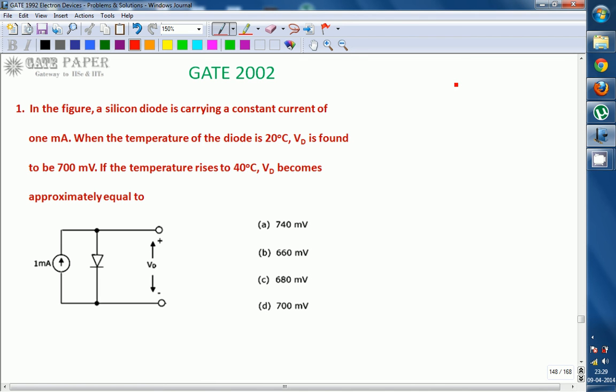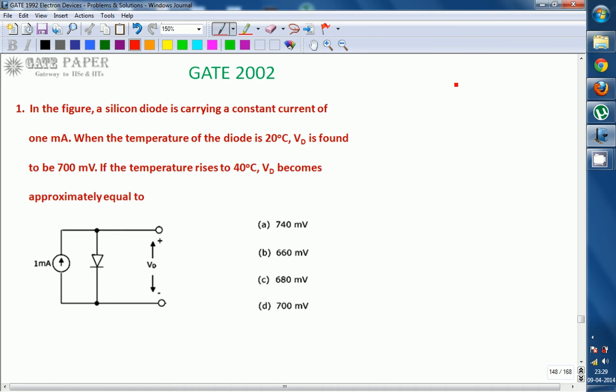We are discussing the GATE 2002 ECE paper, and this question is related to electronics. Look at the diagram. A silicon diode is carrying a constant current of 1 milliampere. When the temperature of the diode is 20 degrees centigrade, the diode voltage is found to be 700 millivolts.